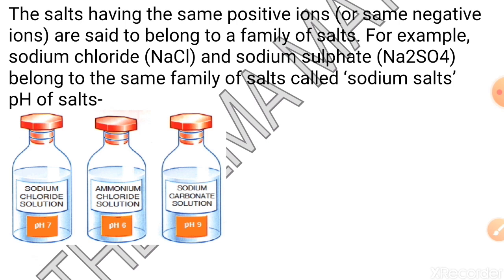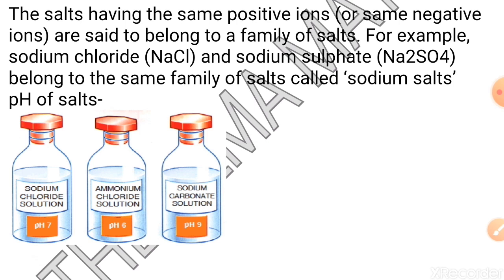If two strong acid and base react with each other, definitely they will form a neutral salt. If a strong acid reacts with a weak base, then your salt is going to be an acidic salt. And if a strong base has reacted with a weak acid, then the result will be a basic salt.